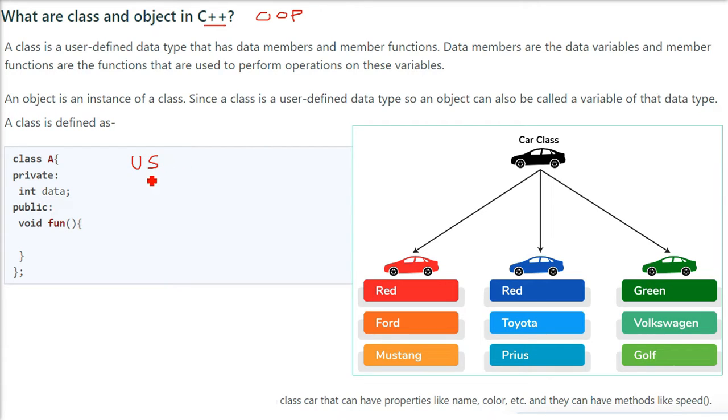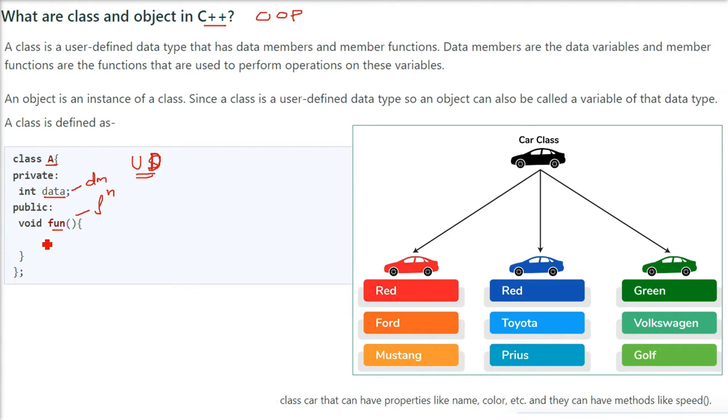So class is a user-defined data type, and that has data members and member functions. Why are we calling it user-defined? Because we are making it. So we have the data members and member functions of this user-defined data type. The data members are also called data variables, and these are the data variables I'm pointing to. Then we have the member functions. These are the functions that are used to perform operations on these variables.